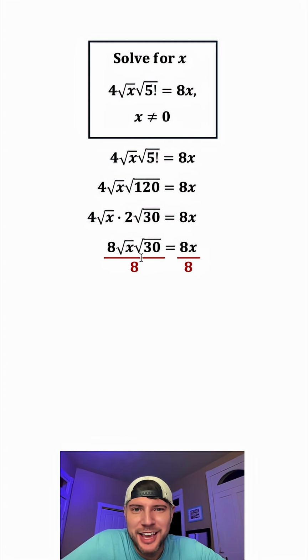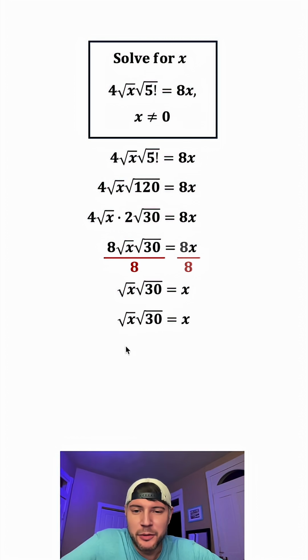On the left-hand side, these 8s will cancel each other out, so we're left with the square root of x times the square root of 30. And on the right-hand side, these 8s cancel each other out, so we're left with x. Now to get rid of these square roots, let's square both sides of the equation.